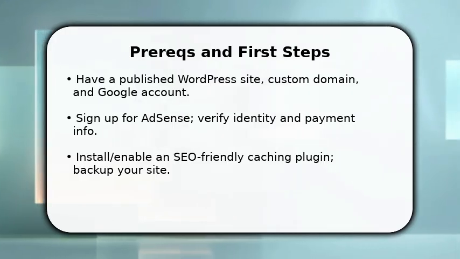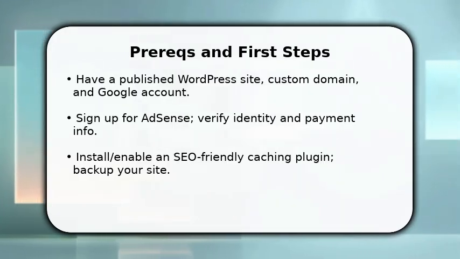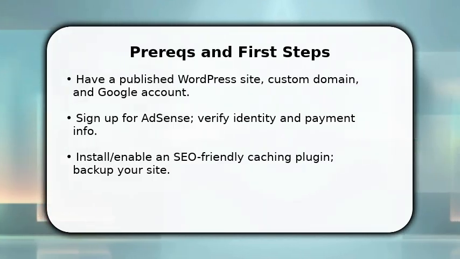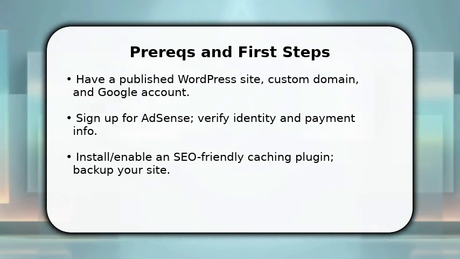Now jump into WordPress. Install a backup plugin and a lightweight caching tool so ads don't slow pages. Then enable pretty permalinks and confirm HTTPS. Adsense prefers secure sites. After that, open your Adsense dashboard and prepare to create your first ad unit.